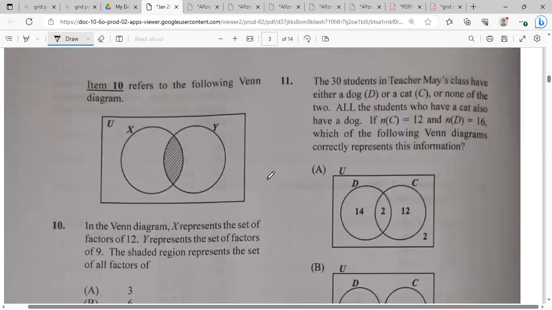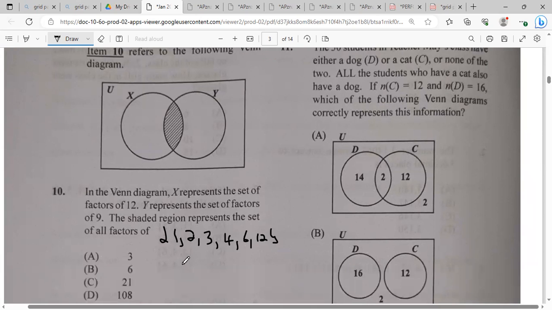All right, item 10 refers to the following Venn diagram. In the Venn diagram, x represents the set of factors of 12. List the factors. Guys, just start listing, it's multiple choice, don't waste time. Factors mean numbers that can go into 12 without a remainder, right? Y represents the factors of 9. So for 9, it has to be 1, 3, and 9. So that's 1, 3.